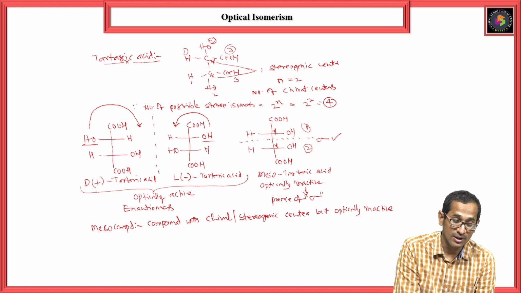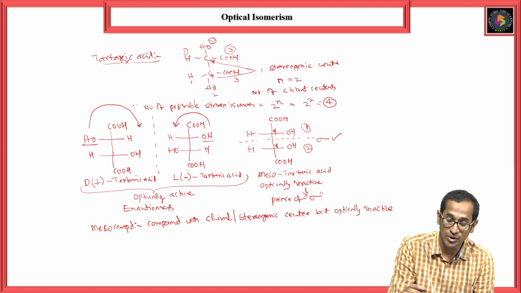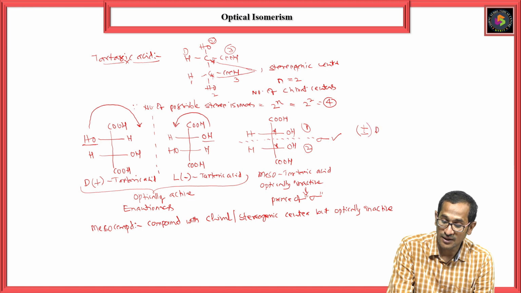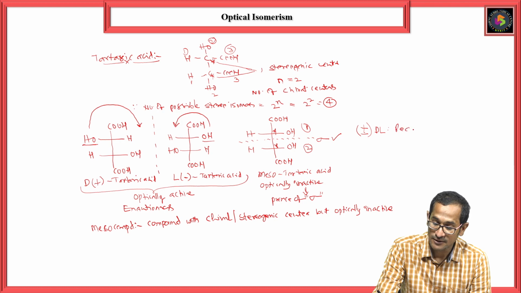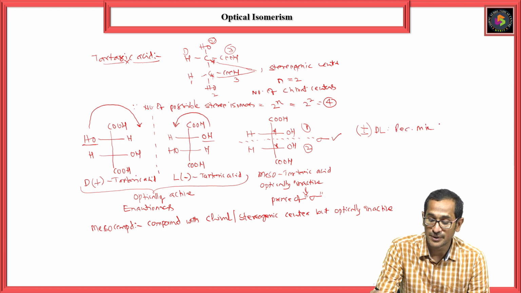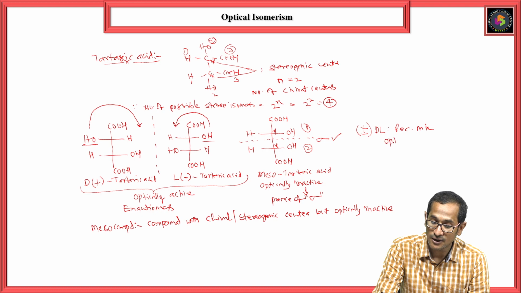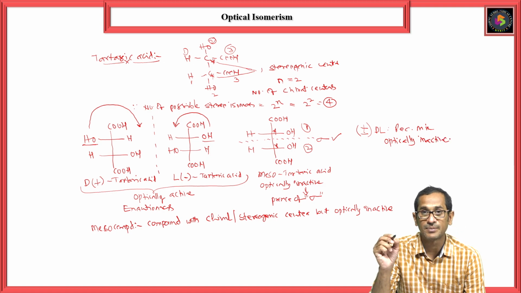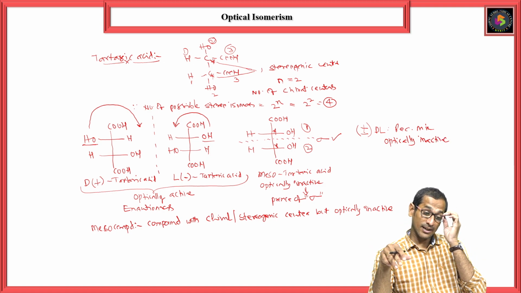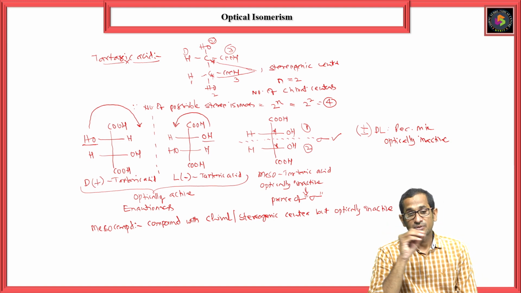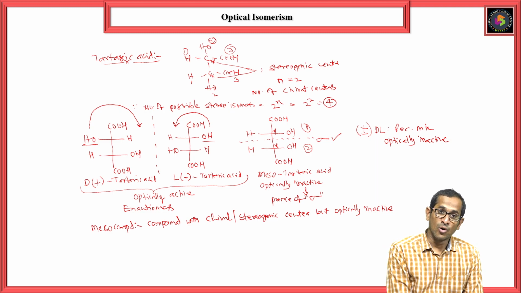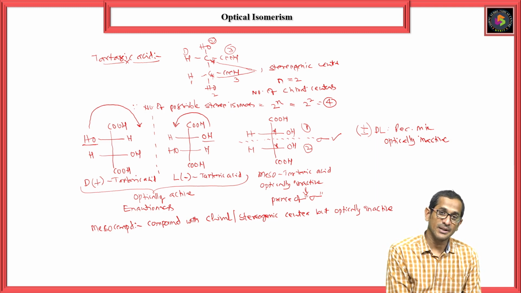And we have completed 1, 2, 3. The fourth one is well known, that is plus minus or DL. So that is a racemic mixture. A racemic mixture is optically inactive. So the possible number of stereoisomers for the tartaric acid is 4 when we are discussing optical isomerism.